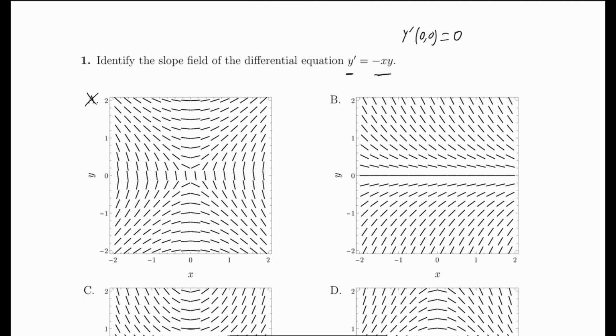We've already ruled out A, but we would be ruling it out again because we do not have slopes of 0 along the x-axis. In B, we do have those slopes of 0 along the x-axis, but we do not along the y-axis. Those look like slopes of negative 1 or so. So we can rule out slope field B.